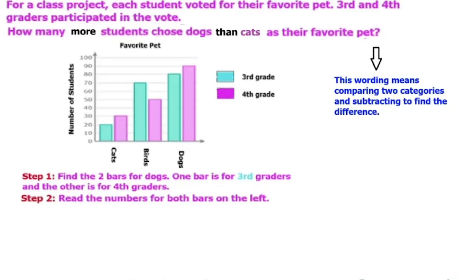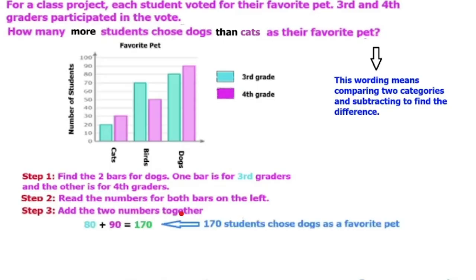Let's continue. So add the two numbers together. 80 plus 90 equals 170. 170 students chose dogs as a favorite pet.